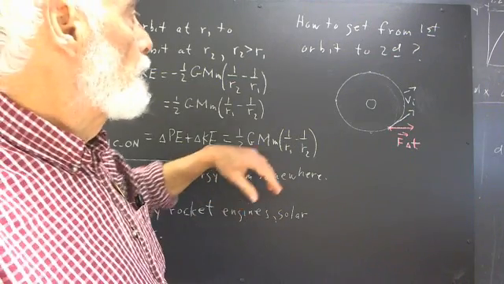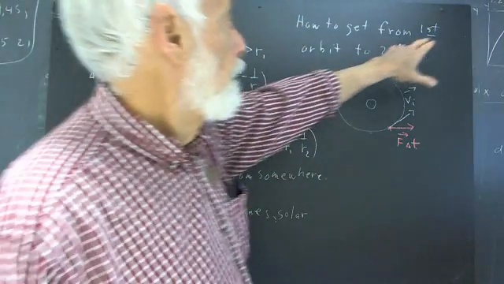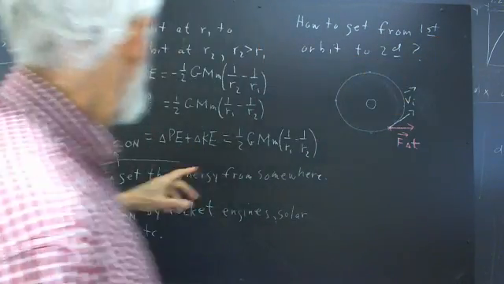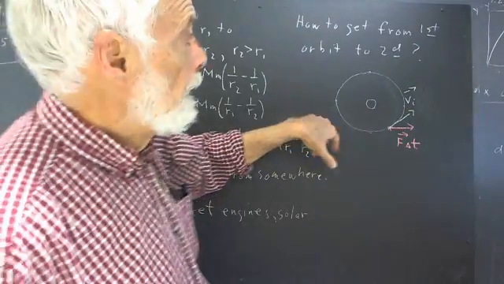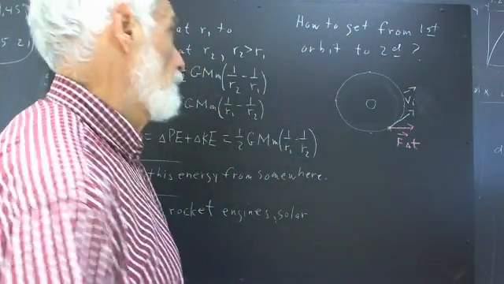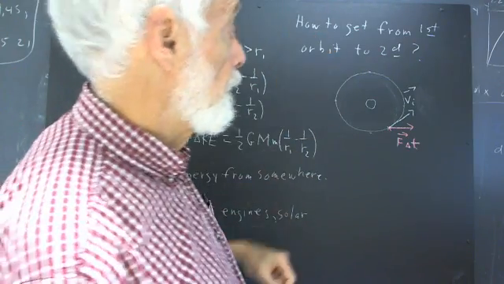Okay, let's think about the question of how we get from one orbit to another, in this case from the first orbit to the second. The first orbit is a circular orbit at distance r1, and the second orbit is a circular orbit at distance r2.